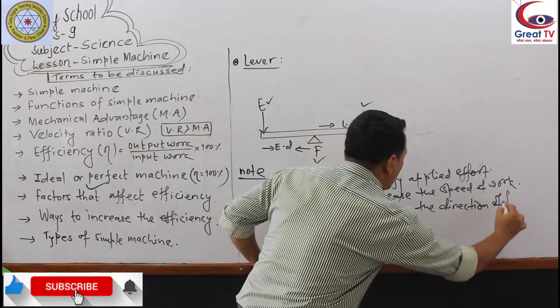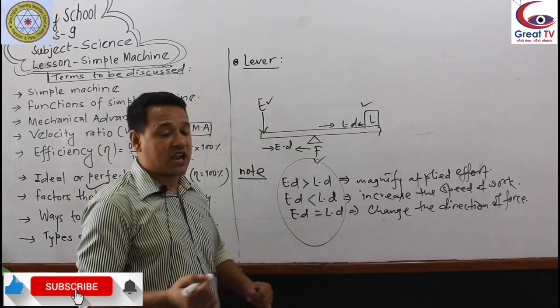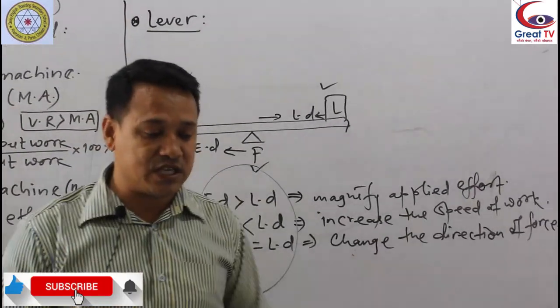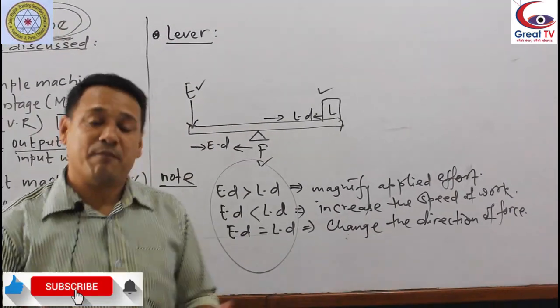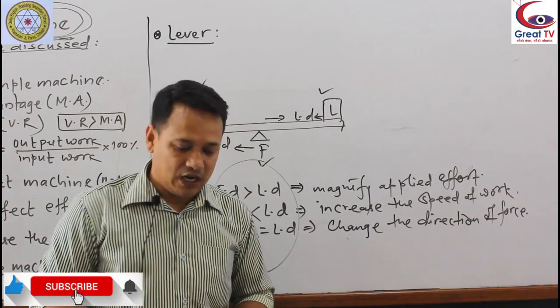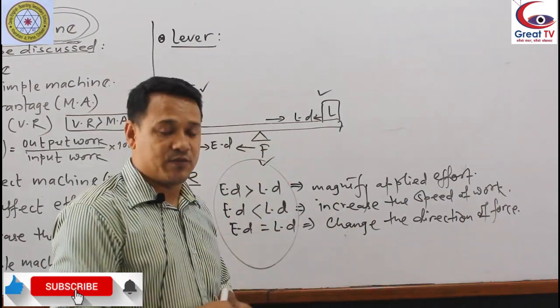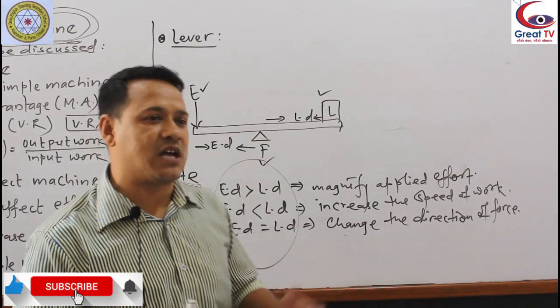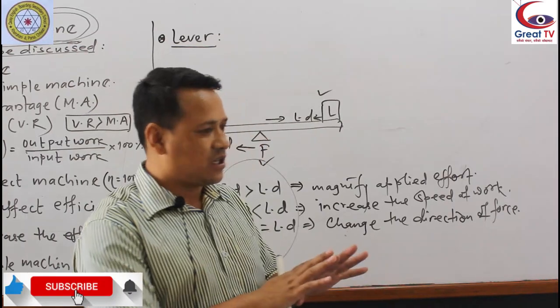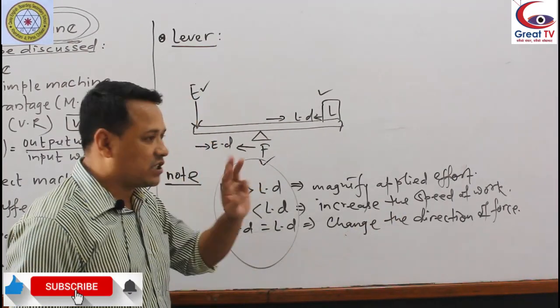Direction of force. So on the basis of this node, you can identify this type of machine: increase our speed of work, magnify the effort, or just change the direction of force. Okay, like you know, there are three types of lever: first class lever, second class lever, third class lever. Here we don't have to discuss individual types of the lever.